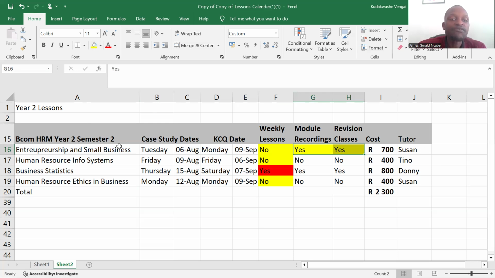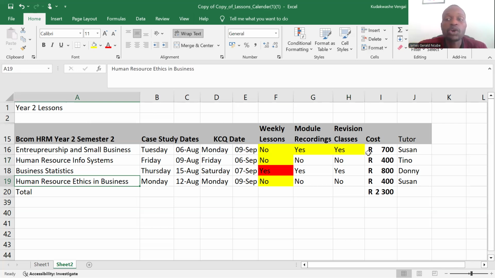Then for human resources information systems and HR ethics, we don't really have any lessons, and we are not planning any revision classes for those modules. Just take note of that. However, we can assist with the assignments. So we are going to do assignment classes. We are going to do KCQ class.